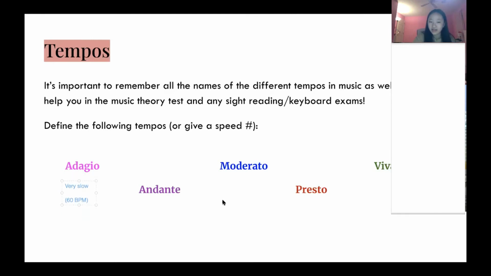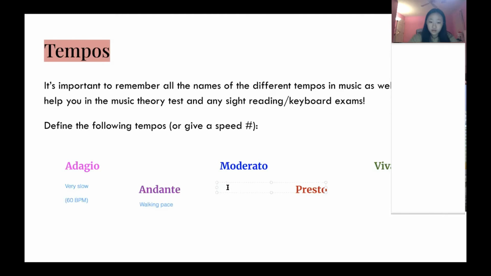Okay, so next is andante, and I'll call on Iris to answer this one. Andante is like walking pace. Very good. That's like the exact definition. Do you know what speed that would be? It's okay if you don't. I don't know, like 80. Yeah, very close. It's like 70 to 80. I'm not going to write any more numbers because I have it on the next slide, but yes, it is walking pace, so pretty slow.